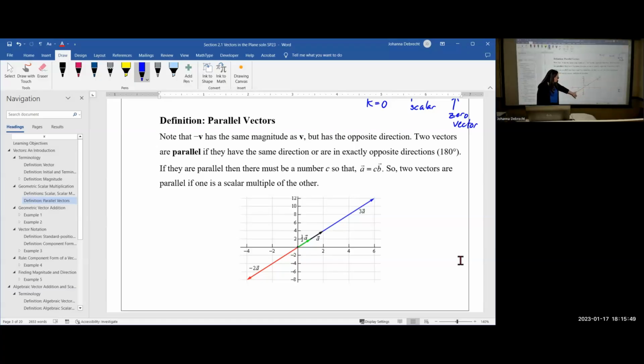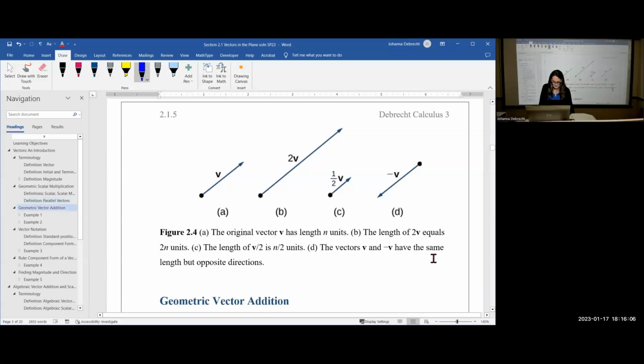And then over here in red, you can see in quadrant 3 that we've got negative 2A. Because it's negative, it points 180 degrees in the opposite direction, and it's 2 times as long as the black vector. And in this picture, again, we have examples of parallel vectors. This is V, this is 2V, half of V, and negative V is the same length as V, but points 180 degrees in the opposite direction.